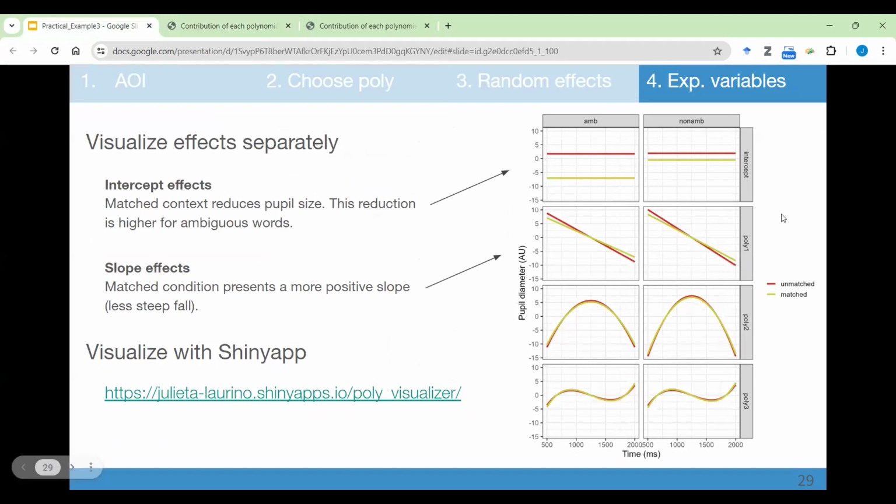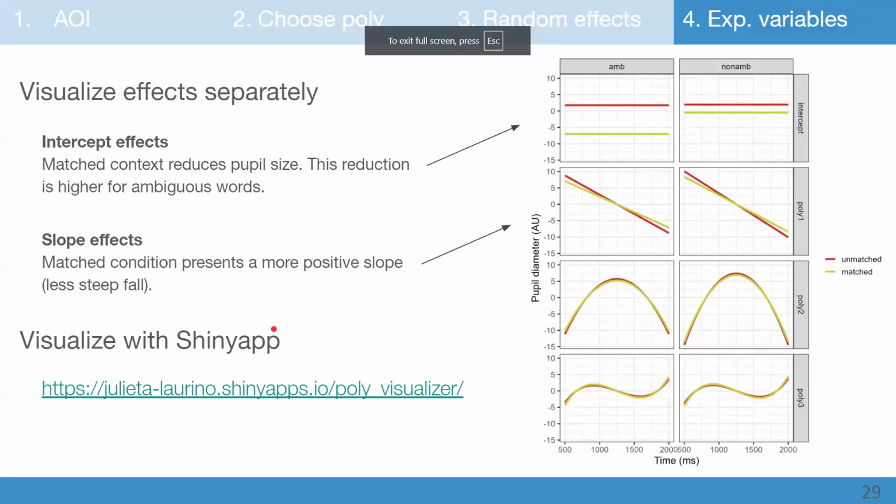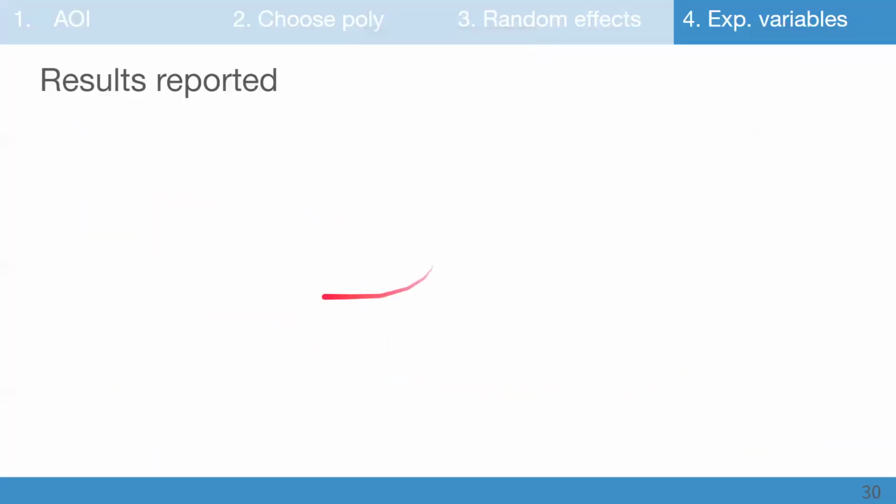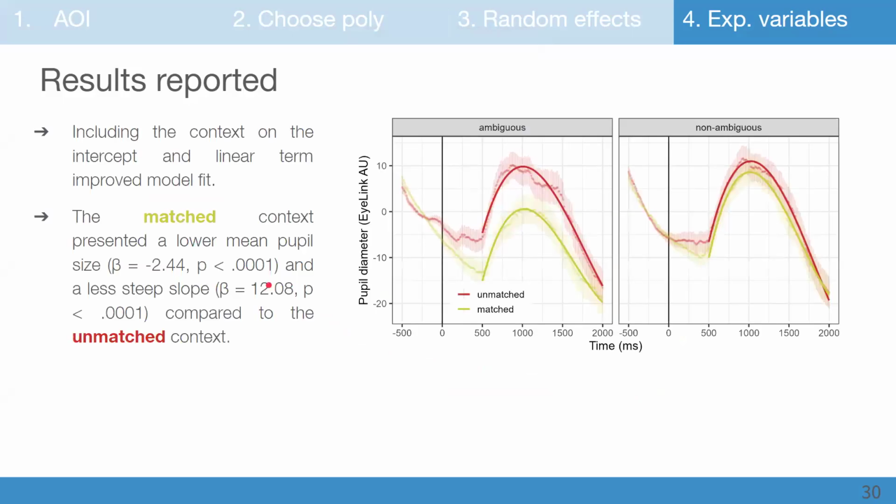Okay, so going back to the experiment, I'm almost finishing. I just wanted to show you how this can be reported, more or less. Just to summarize the results that I've seen: what we saw is that including the context on the intercept and on the linear term improved model fit. This is what we saw on the table, comparing with the likelihood ratio test the model that included the term with the model that did not include the term.